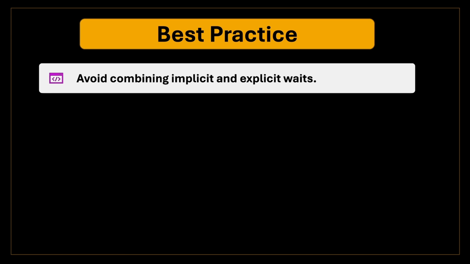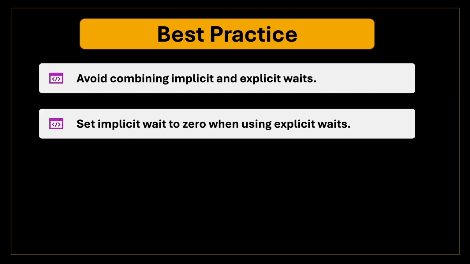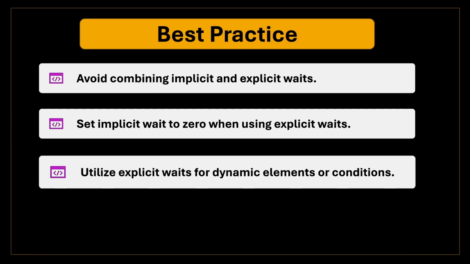Using both waits together can cause unnecessary delay and make your test script's behavior harder to predict. Here are some recommended approaches. First is set implicit wait to 0 when you are using explicit wait. If you are using explicit wait in your test, it's best that you set implicit wait to 0 to avoid any overlap or conflict. This ensures that only the explicit wait is considered, keeping your test execution efficient and predictable. Second is use explicit wait only. Explicit waits offer more control and are preferable for handling specific conditions like waiting for an element to be visible, clickable, or present. They are particularly useful for dynamic elements or conditions.